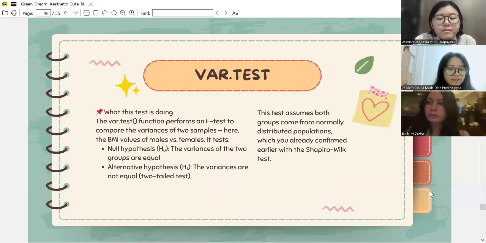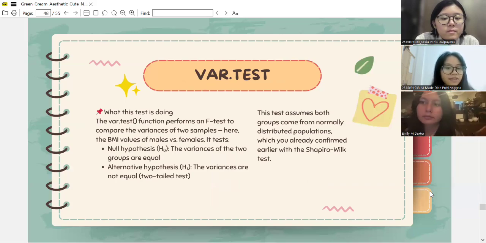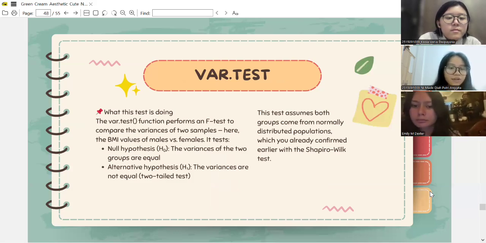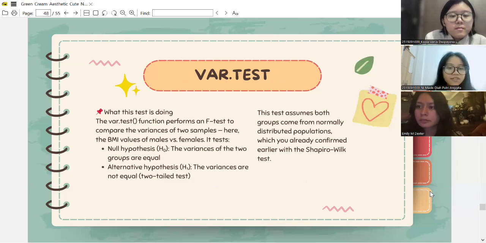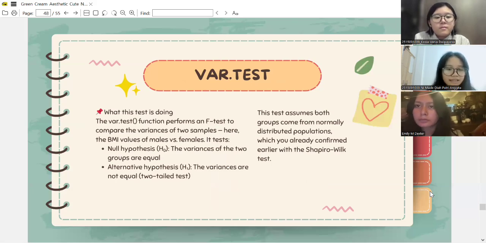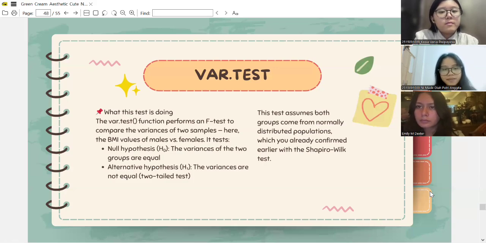So we next do the F test. The F test function performs an F-test to compare the variances of two samples. Here, the BMI values of males versus females. It tests the null hypothesis that the variances of the two groups are equal, against the alternative hypothesis that the variances are not equal. This test assumes both groups come from normally distributed populations, which you already confirmed earlier with the Shapiro-Wilk test. Next.